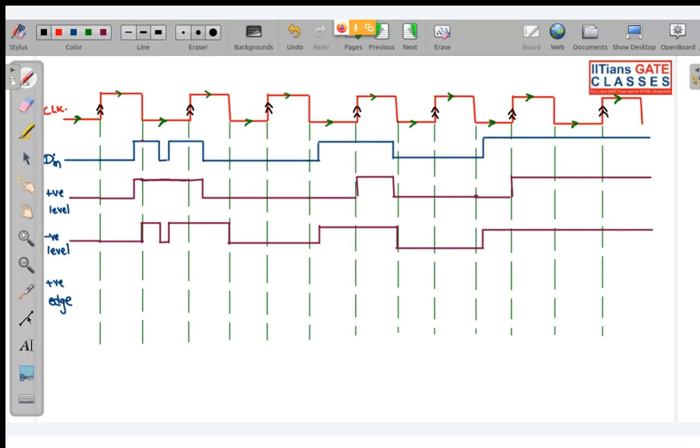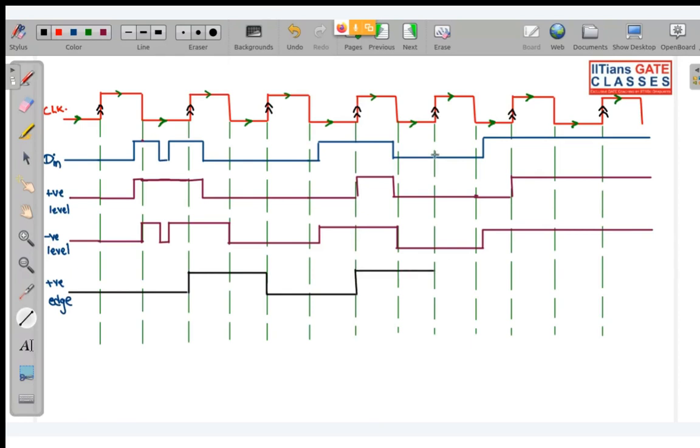So you can see over here that at this positive edge, D input is 0. So the output is going to 0 till the next positive edge. At the next positive edge, input is 1. So immediately the output of your flip-flop will go to 1 until the next positive edge. At the next positive edge, you can see input is 0. So immediately this will go to 0 and this value will be held till the next positive edge. At the next positive edge, you can see input is 1. So output will go to 1 and it will be held till the next positive edge.